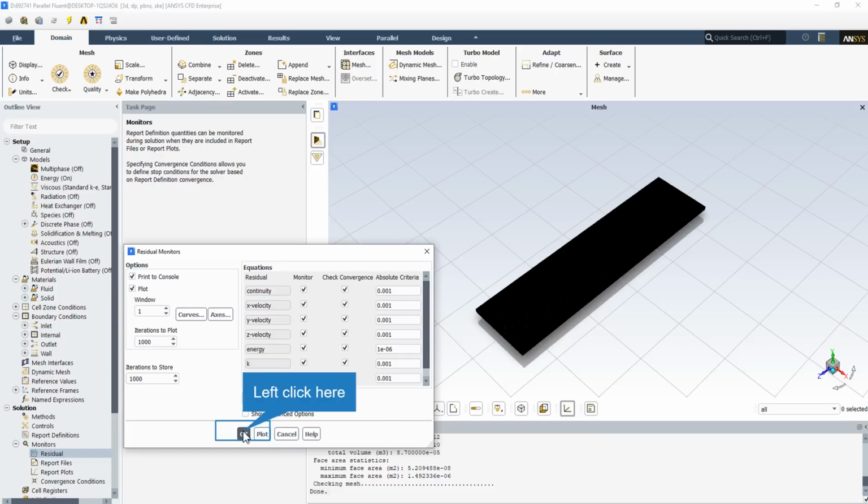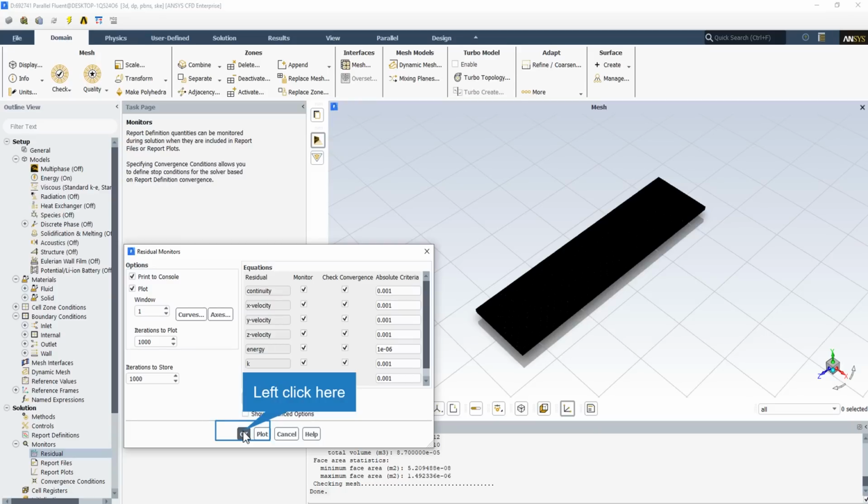The check convergence option indicates whether or not the convergence of each variable is to be monitored. If convergence is being monitored, the solution will stop automatically when each variable meets its specified convergence criterion. You can check convergence only for variables for which you are monitoring residuals. You can toggle convergence checking on and off for each variable by turning the corresponding checkbox in the check convergence list on or off.